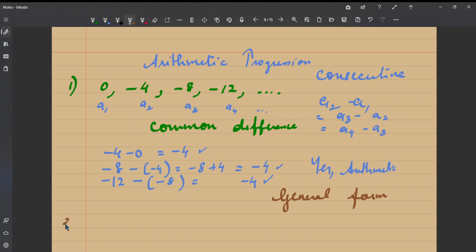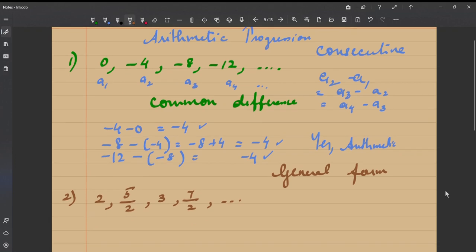Now, let us just do these examples. Next one would be another list of numbers which is given to us. We'll have to decide whether it is an arithmetic progression or not. So it's 2, 5 by 2, 3, 7 by 2 and so on. So it's an integer, a fraction, an integer, a fraction. So now how do we go about it? Let's look at these two fractions. They are actually improper fractions, right? They can be changed into mixed numbers. How do we go about that?